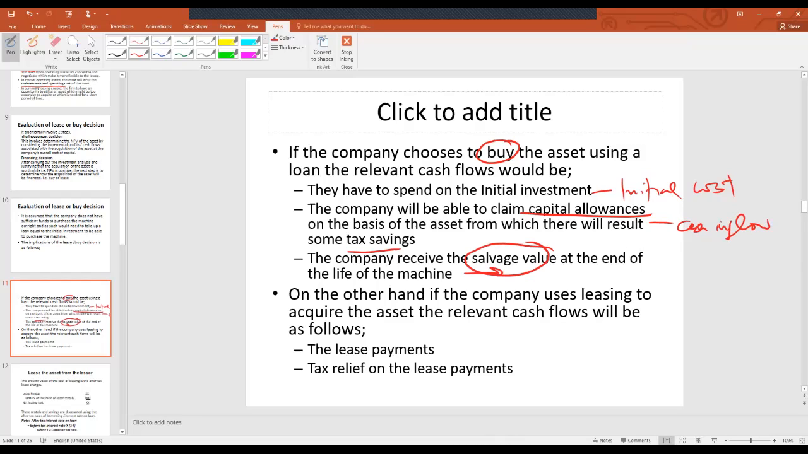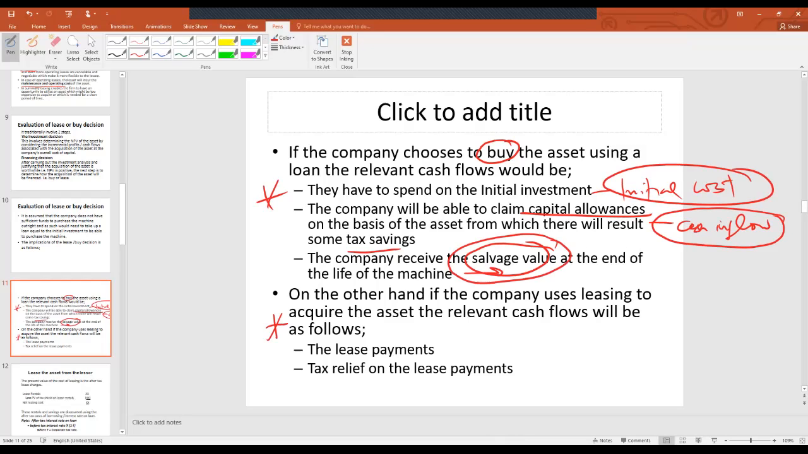Don't forget, these cash flows will not be there if you take up the lease option. If you decide to lease, you don't buy the asset, so there's no initial cost. If you lease the asset, you don't claim capital allowances. If you lease the asset, you don't claim the scrap value.